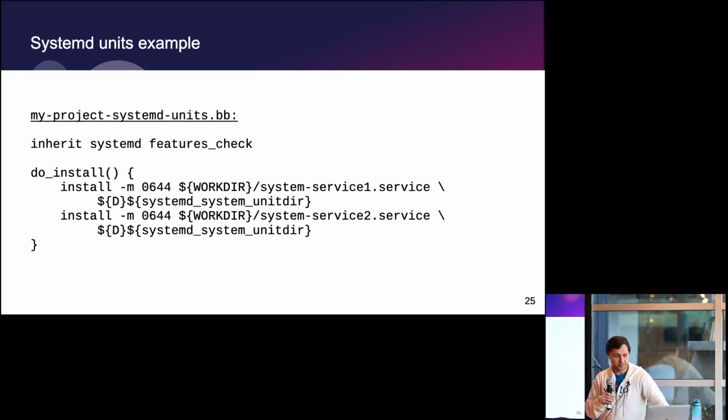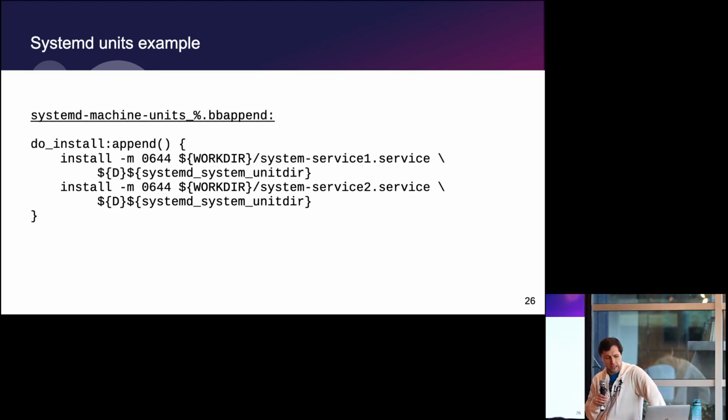So what you should do instead is create a dedicated recipe for that. Let's call it my-project-systemd-units, whatever, and install the units there and put it as a dependency or as an image install in your image recipe. Or you can create a bbappend for the recipe which already exists in OE-Core, which is systemd-machine-units, and do the installation there. I find both ways work. It depends how you need to split your units. Maybe you need different packages and having them all in one bbappend is not that practical, but both ways work.